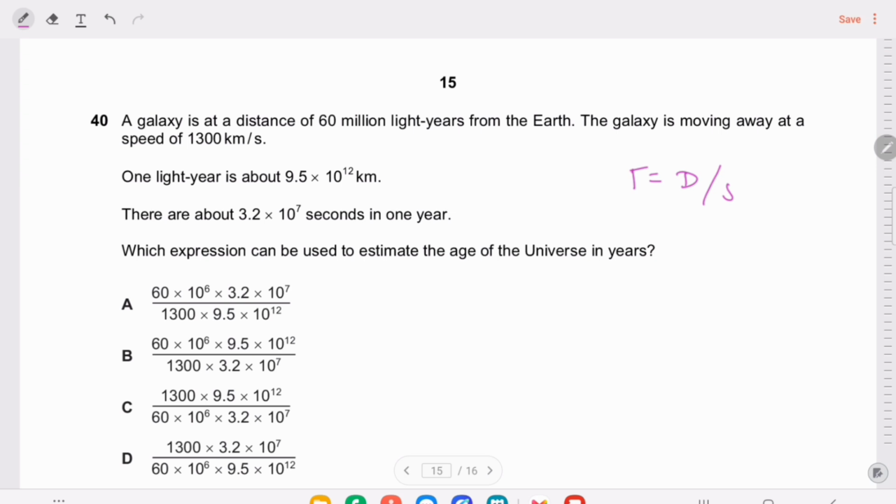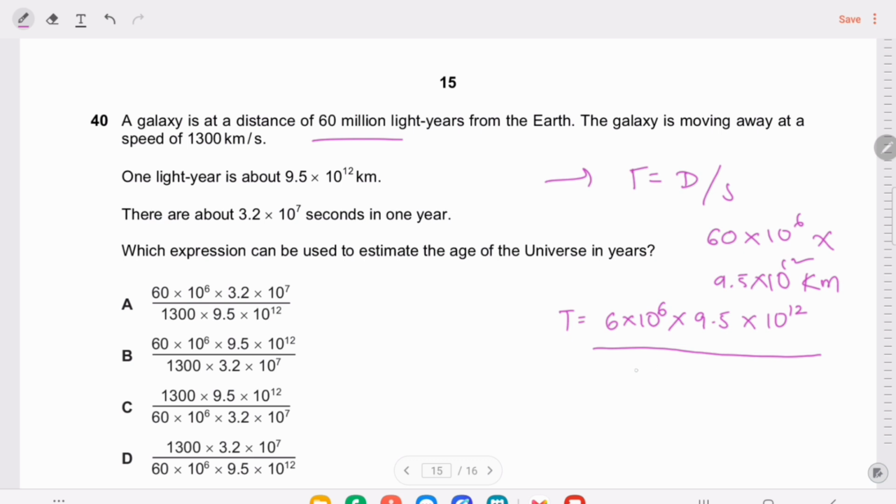So the galaxy distance is given in light years. The speed is given in kilometers per second. So first we convert the distance into kilometers. What's the distance? Distance is 60 million light years. So we write it as 60 times million, which is 10^6, multiplied by 9.5 × 10^12 kilometers. So according to this formula, T is equal to 60 × 10^6 × 9.5 × 10^12 divided by 1300. So this gives the seconds.